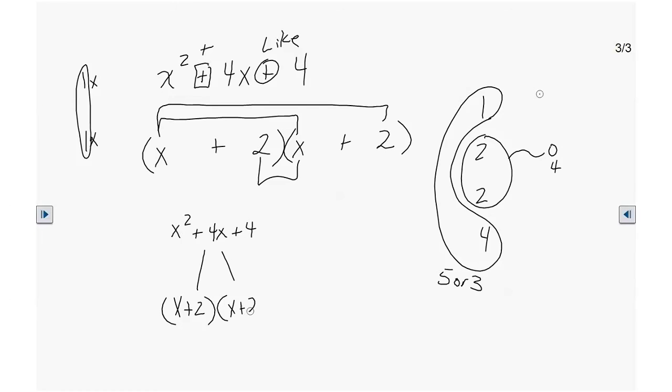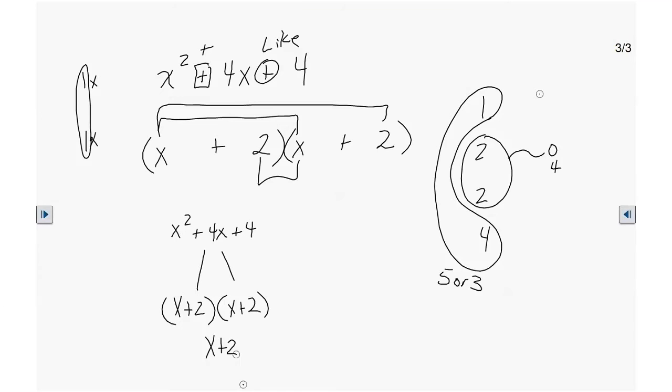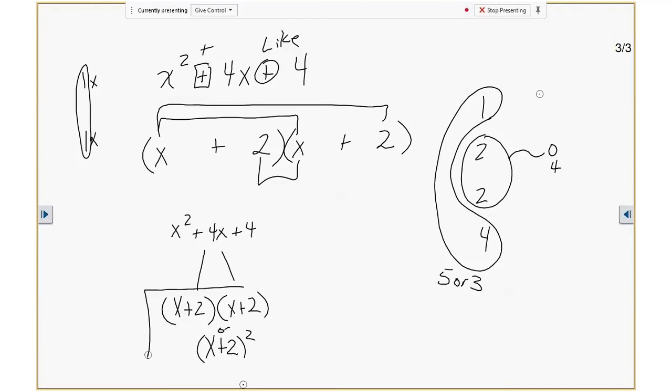So x squared plus 4x plus 4 is factored into x plus 2 times x plus 2, or x plus 2 quantity squared. And that's how you use the reverse FOIL.